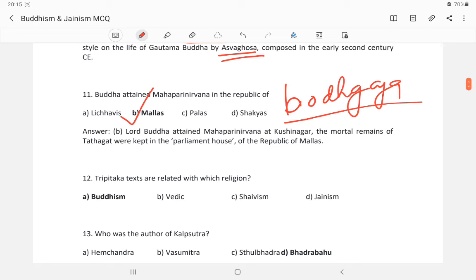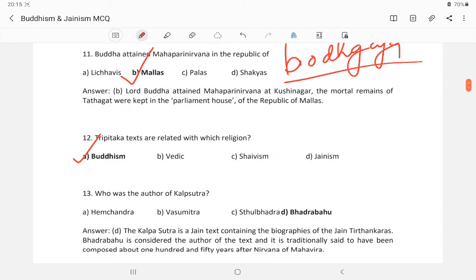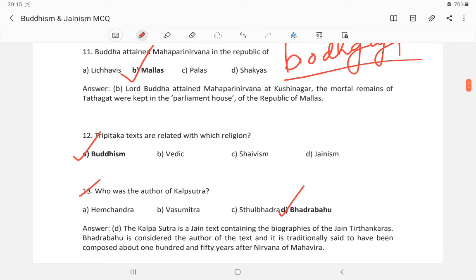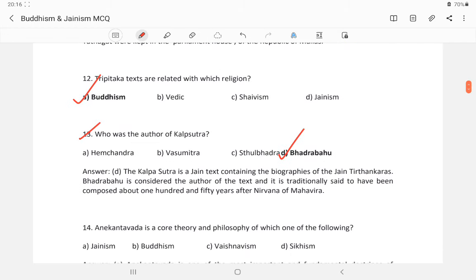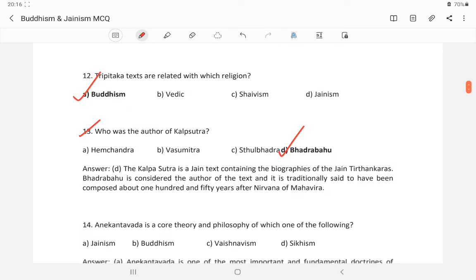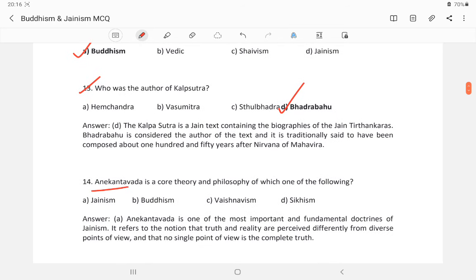Which religion is the Tripitaka text related to? The Tripitaka is related to Buddhism, that is the Abhidhamma Pitaka and Sutta Pitaka. The Kalpa Sutra and Anekantavada are related to Jainism.